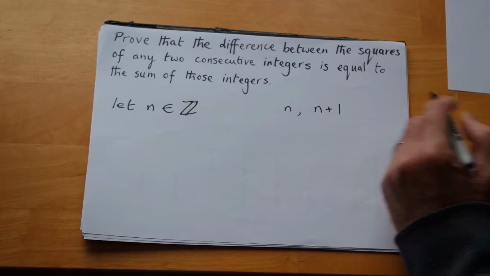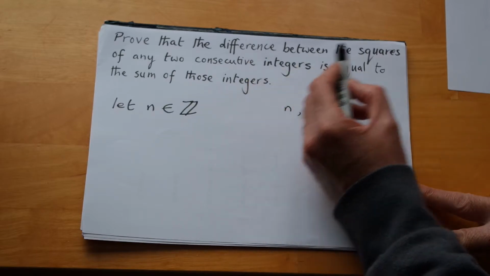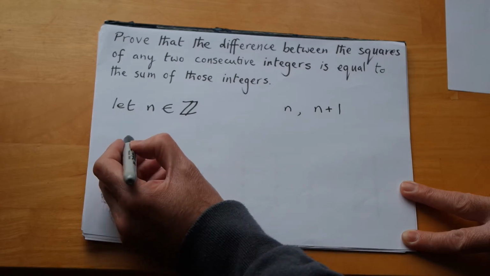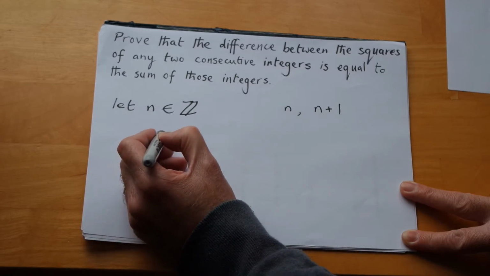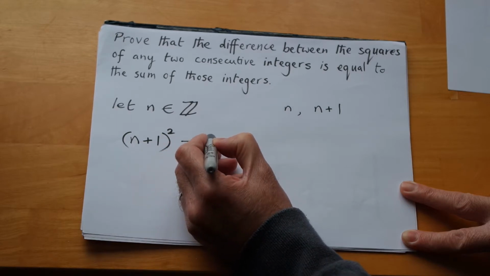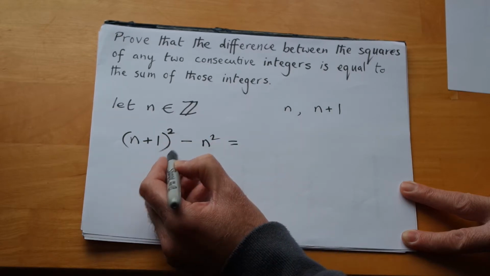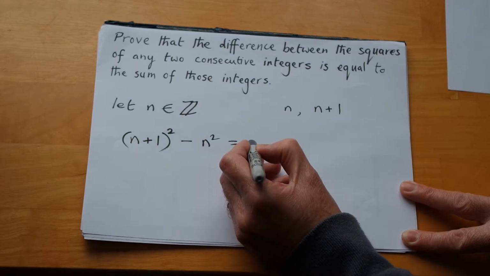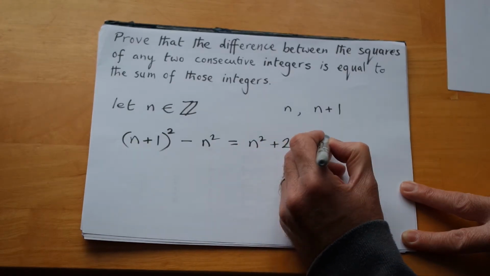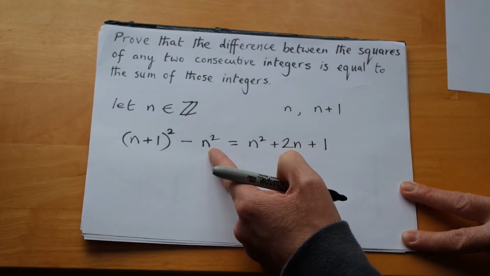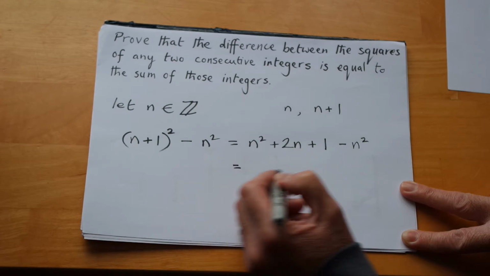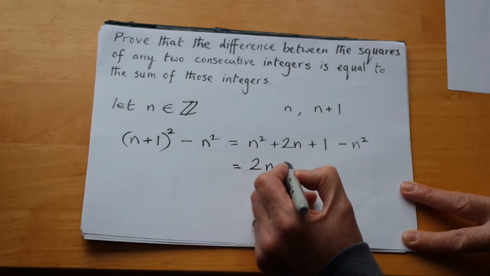And now we have to look at the difference between the squares of these two numbers. So that would be (n plus 1) squared subtract n squared. And if we expand these brackets, that gives us n squared plus 2n plus 1. And then we still have to take off the n squared. So that leaves us with 2n plus 1.